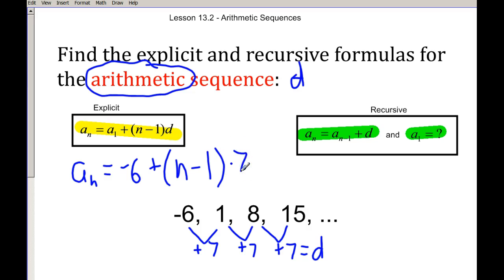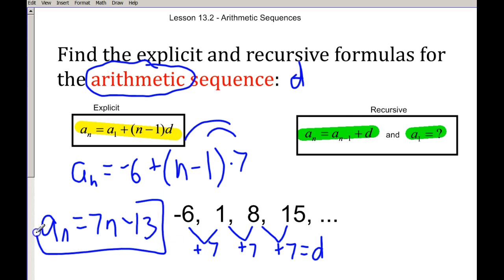So it's just a matter of simplifying this a little bit, and we'll get that to look a little better. If you distribute there, you get 7n minus 7. So a sub n equals 7n minus 7 minus 6, which is minus 13. So that would be the explicit formula in simplest form.